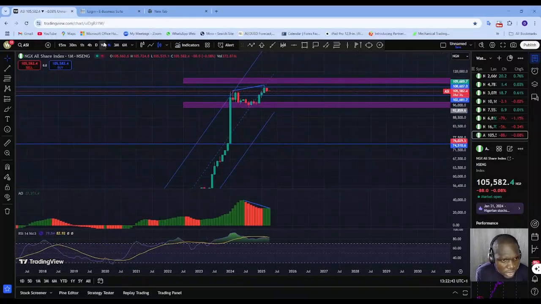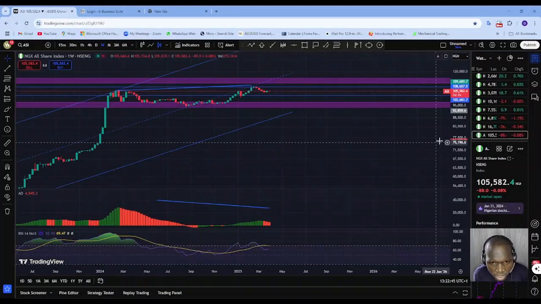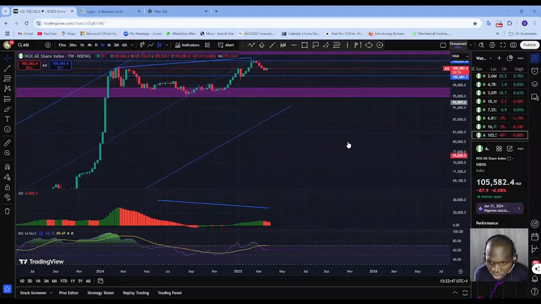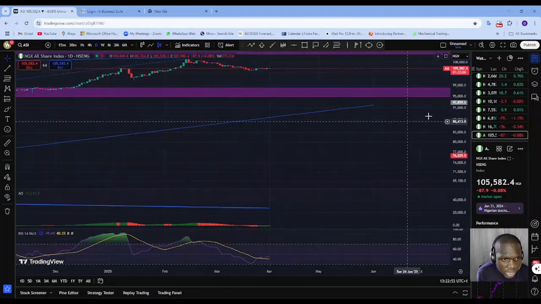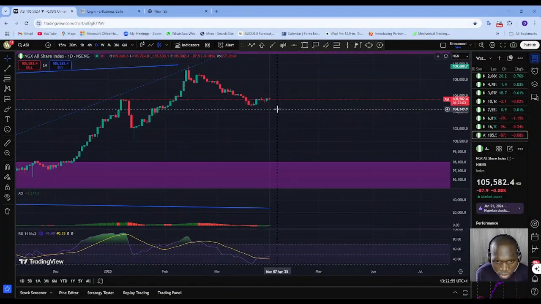Let me look at the weekly chart. For the weekly chart, see what is happening. Okay, there's still momentum anyway. There's still momentum in this market. So for the day, let's look at what is happening on the daily.